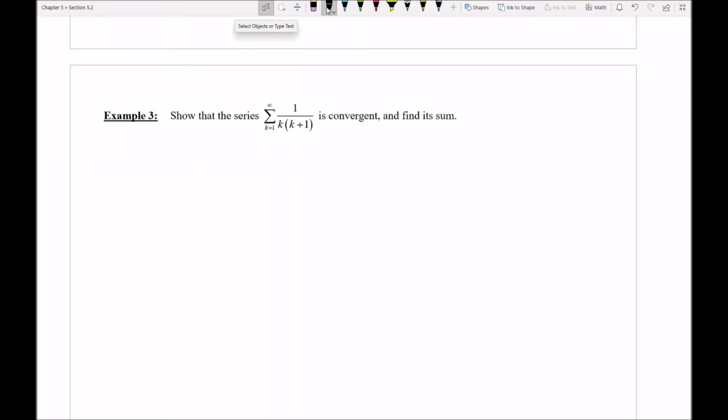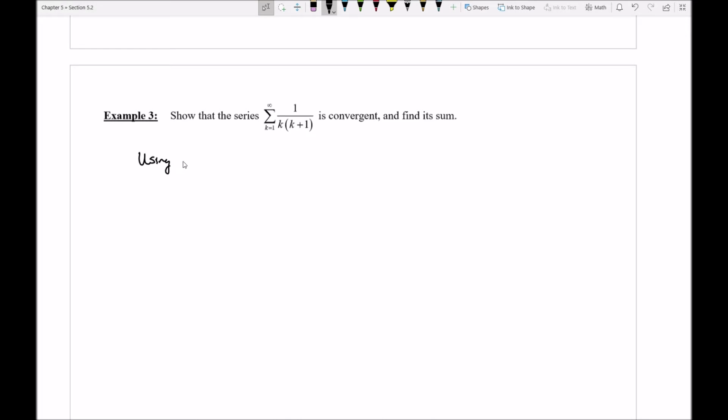Now let's take a look at example number 3. We want to show that this series, this infinite addition problem, is convergent and ultimately find its sum. To do this, we're going to see that finding our partial sums, our s sub n that we had talked about in the last video, is going to be extremely important. But in order to do that, we're going to start by performing a very strange and awkward move that's maybe a bit unexpected.